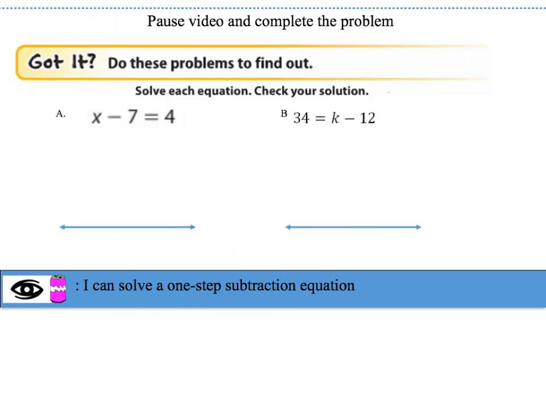So pause the video and complete these got it problems, and we'll discuss the answers in class tomorrow. Notice I have 2 got it problems on this slide, got it problem A and got it problem B, and please be sure we graph each of our solutions.